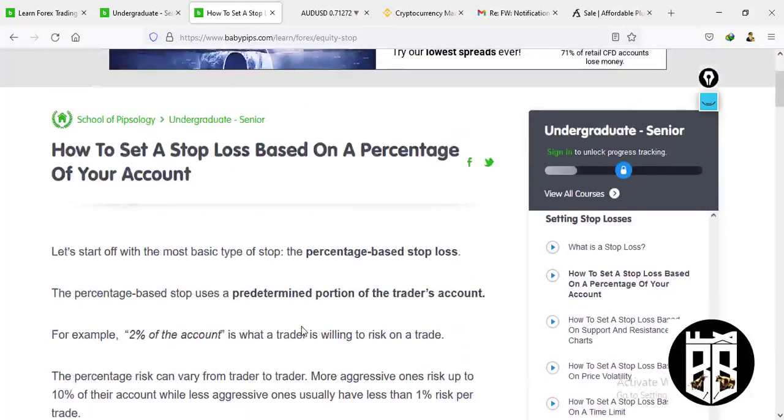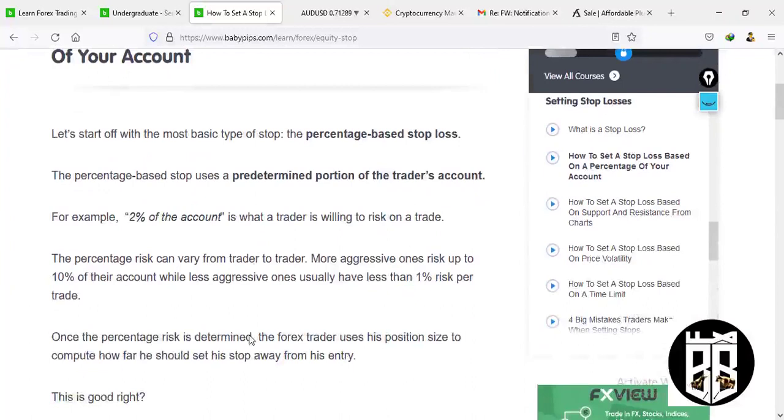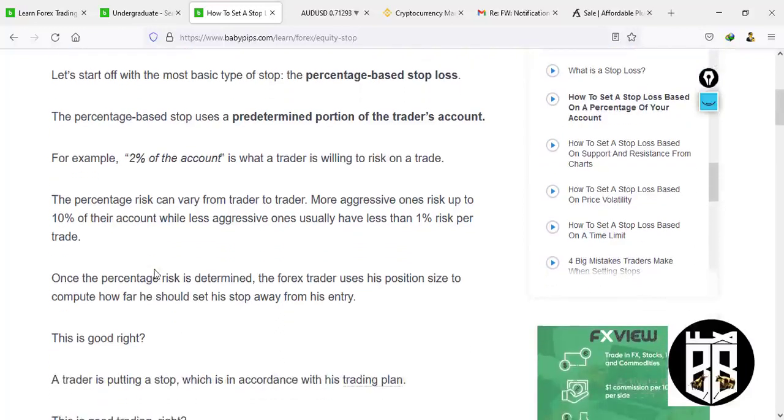So here we are on how to set a stop loss based on a percentage of your account. The percentage-based stop loss uses a predetermined portion of the trader's account, right? For example, 2% of the account is what a trader is willing to risk on a trade, and so you calculate the risk of that 2% into your lot sizes, and with that 2% you determine your entries and where your stop loss is going to be.